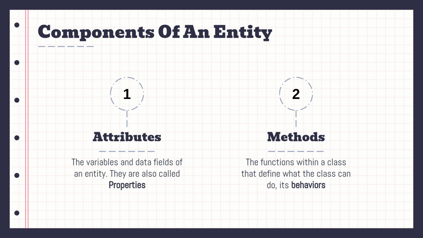As I said, a mobile phone can do something. A mobile phone can ring. So basically, these are just functions that define the behavior of an object. Basically, that's what a method is. A method is just a function that defines the behavior of an object.